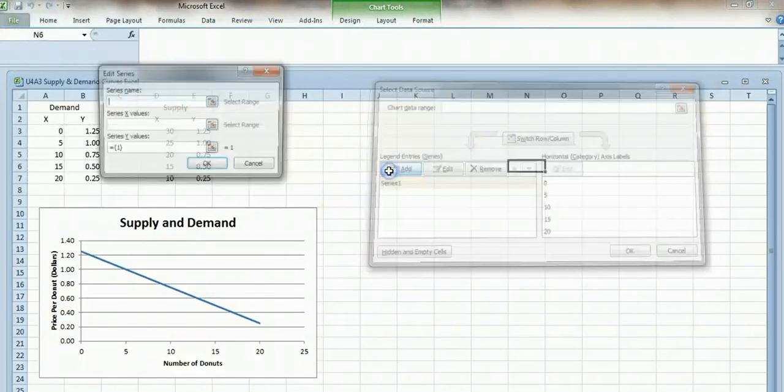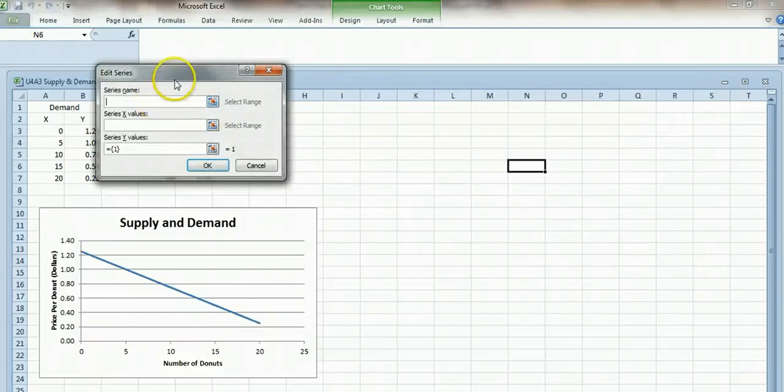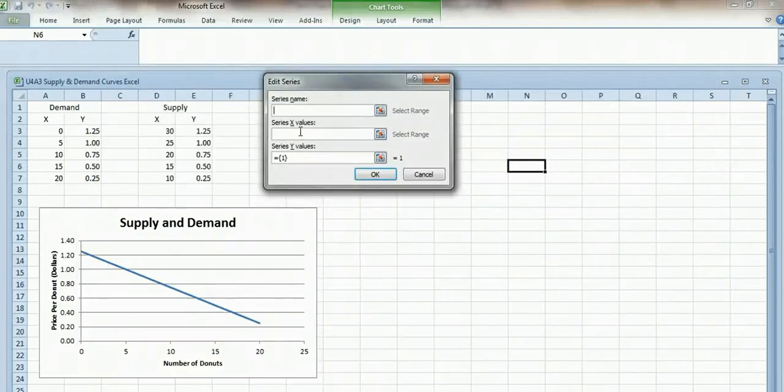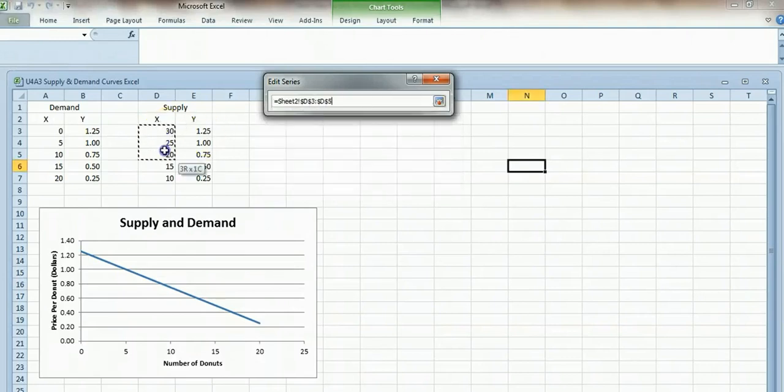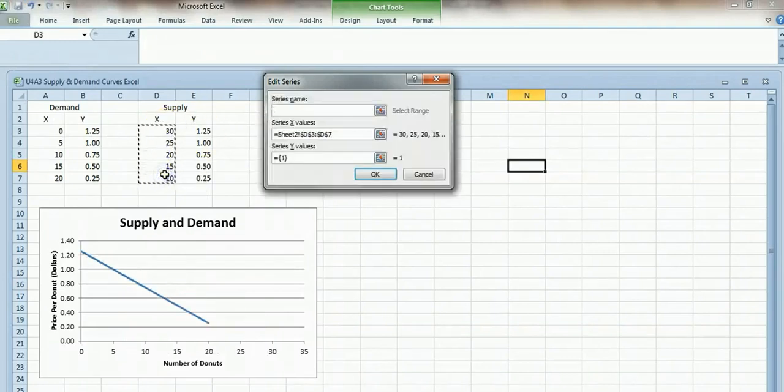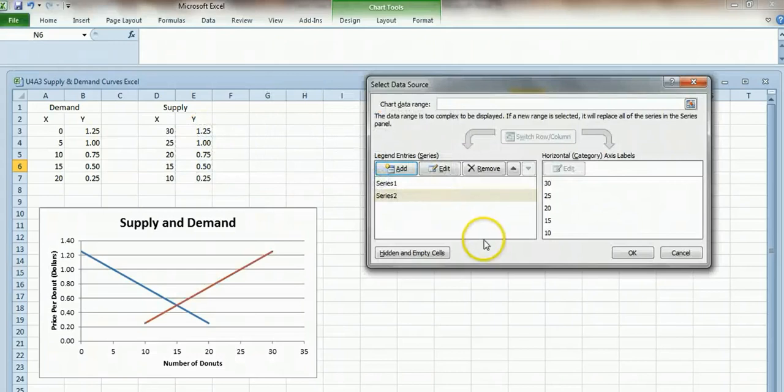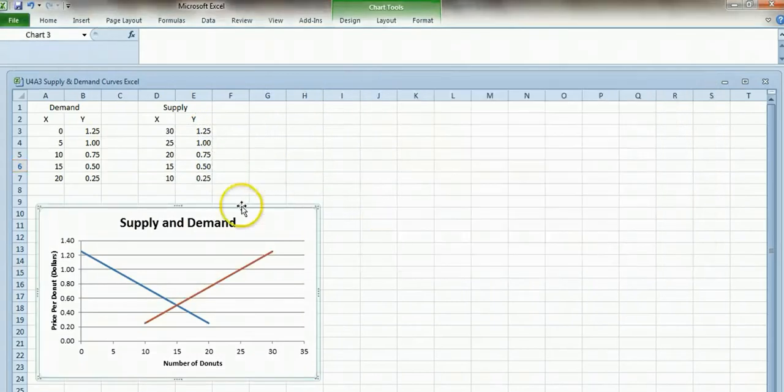click on Add, and I don't need a series name, but I do need my X value. So I click into the X value box, capture the data I need, and then I go to my series Y values, and I'm going to delete what's already in there, capture what I need, click OK, and there I have it. So quickly to go through that again, it was very simple.